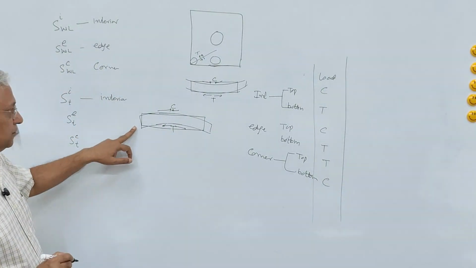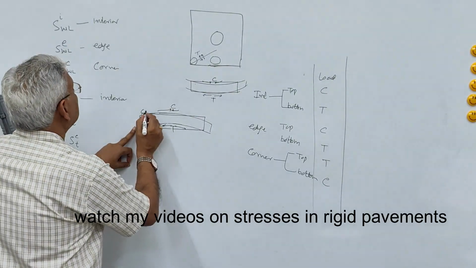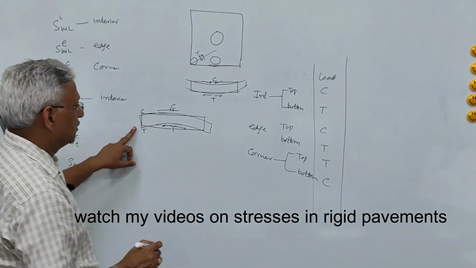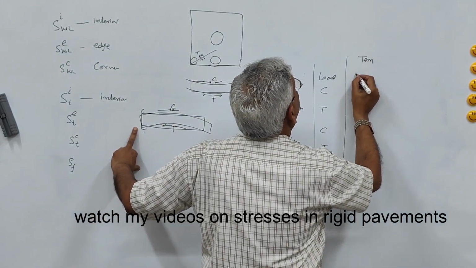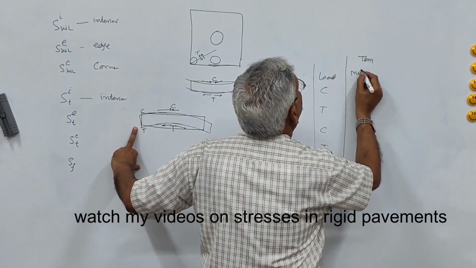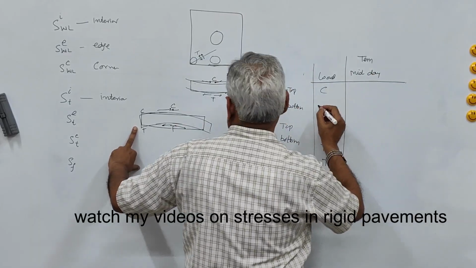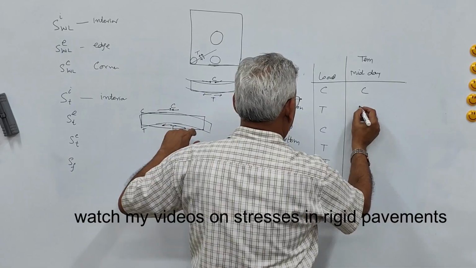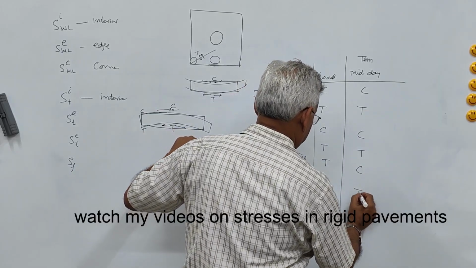At the corner, the same situation happens also. So you have here C and T. Because of temperature at midday, there will be compression at top, tension at bottom, compression at top, tension and compression.